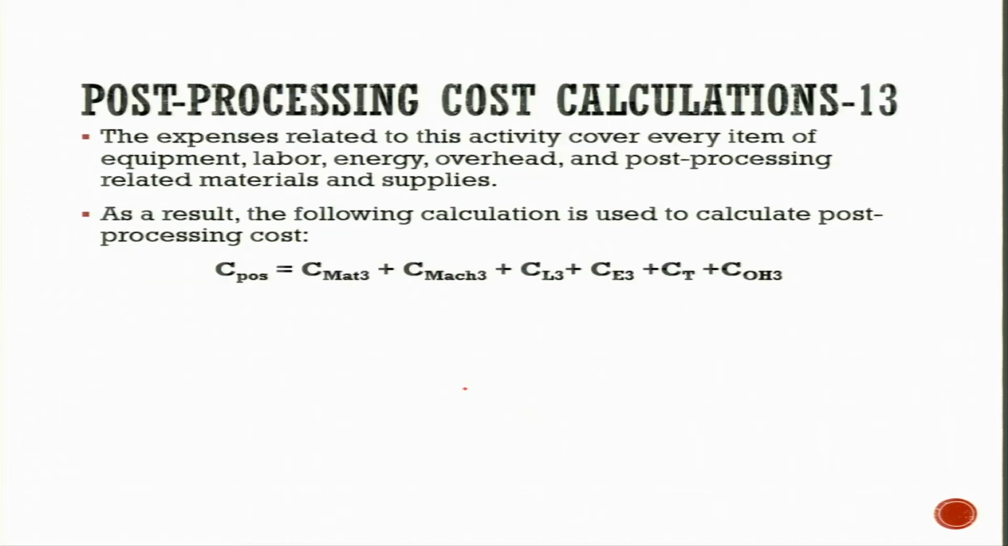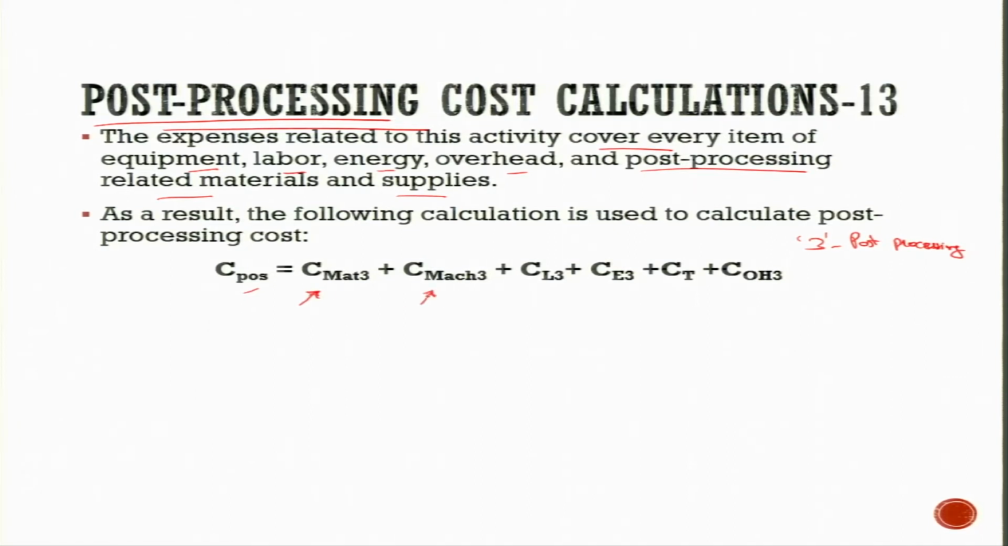Next comes the cost of the post processing. The expenses related to this activity cover every item of equipment, labor, energy, overhead and post processing related materials and supplies. As a result, the following calculation is used to calculate the post processing cost, where the cost of the post processing is the material cost for the post processing. Here 3 indicates the post processing. This is the cost of the material for post processing.